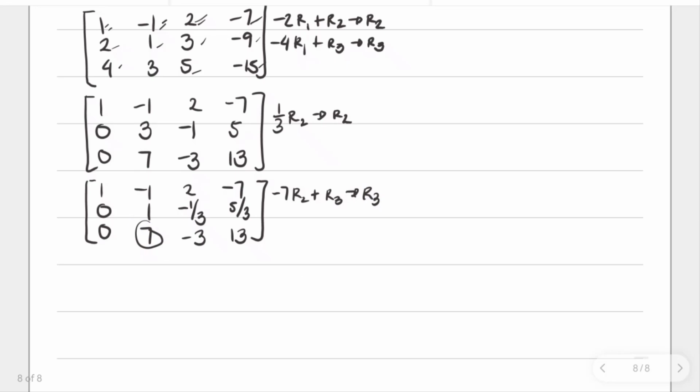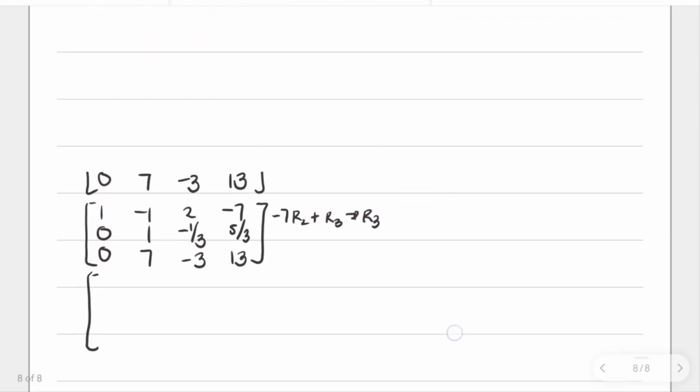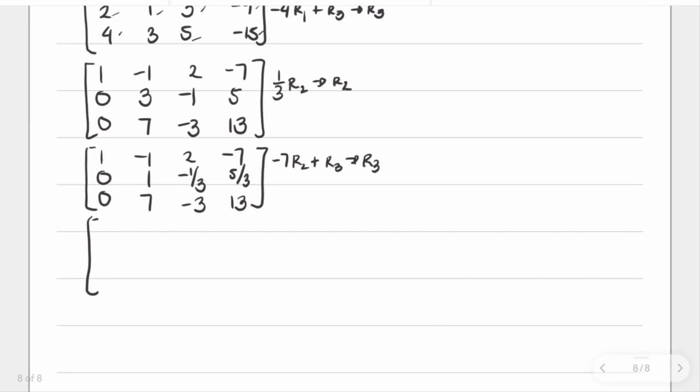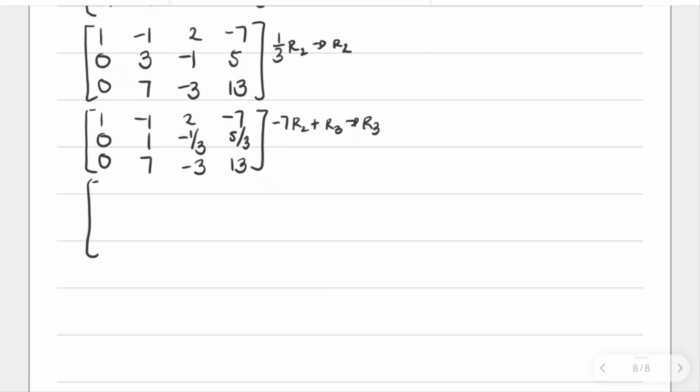this 0. I will be using some of the space here on the right hand side, but let me just continue this one here. 1, negative 1, 2, negative 7, 0, 1, negative 1/3, 5/3. Then 0, negative 7 times 1 is negative 7 plus 7, 0.